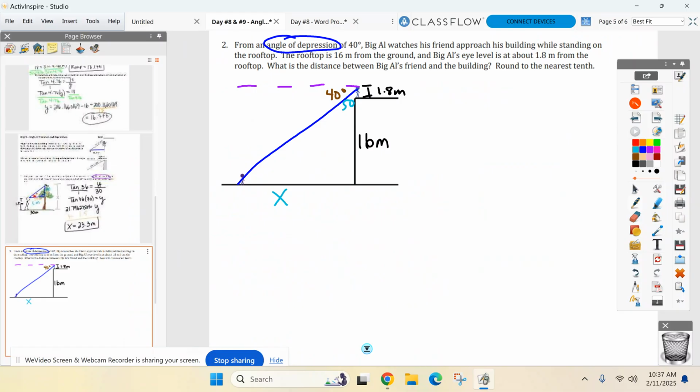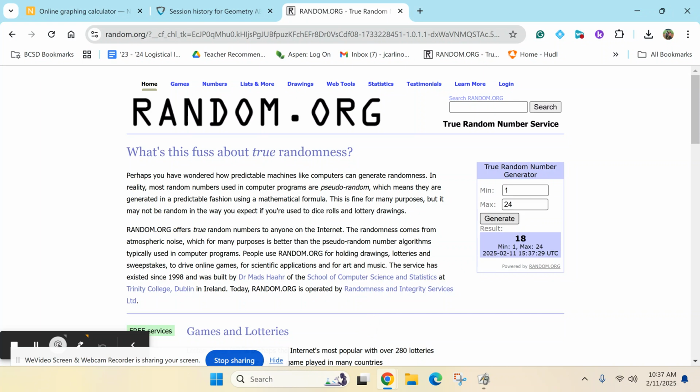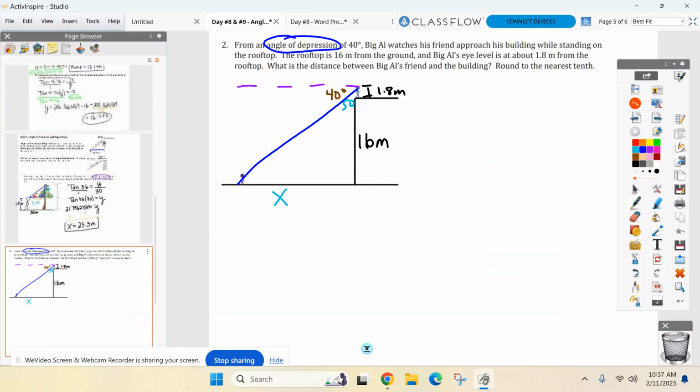Ooh, we better watch out, though. Kira, what's the side we're trying to find? Opposite, adjacent, or hypotenuse from the 50 I'm using? Opposite. Opposite, good. And how about this little side here? What side is that going to be? Adjacent, yep. So I'm going to use what ratio, Kira? Tangent, good. Even if you put the 40 there, you're going to be using tangent just in the reverse order.